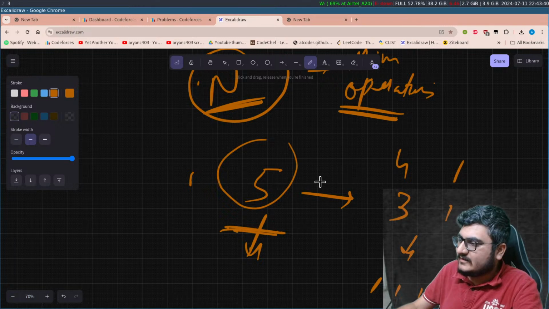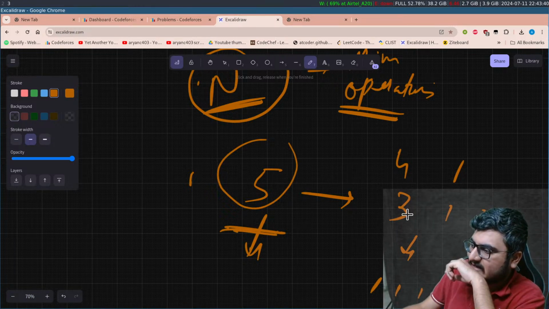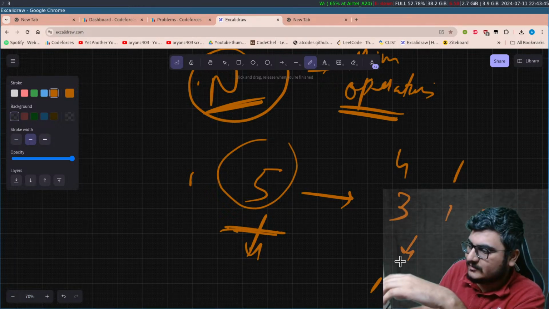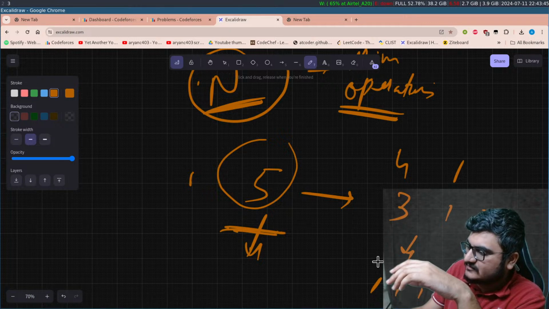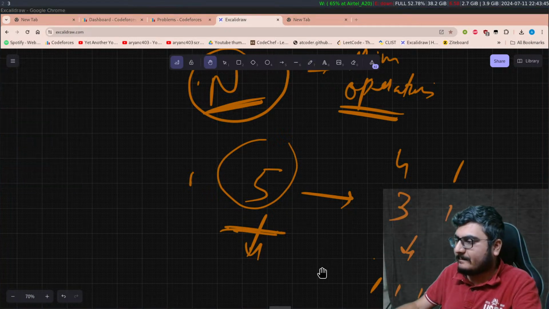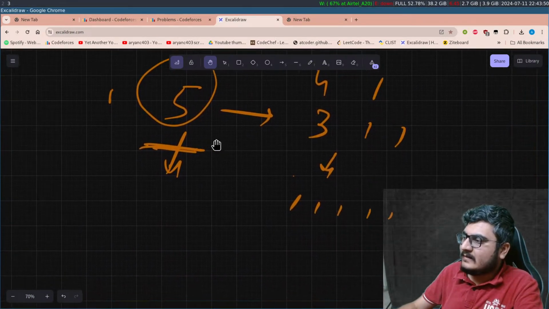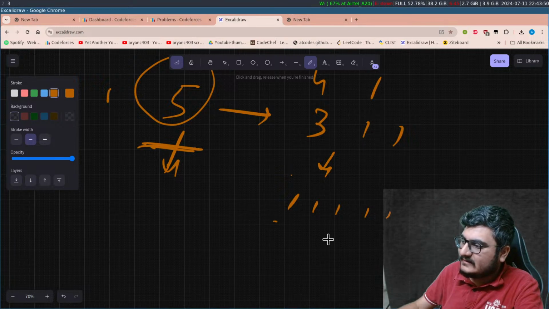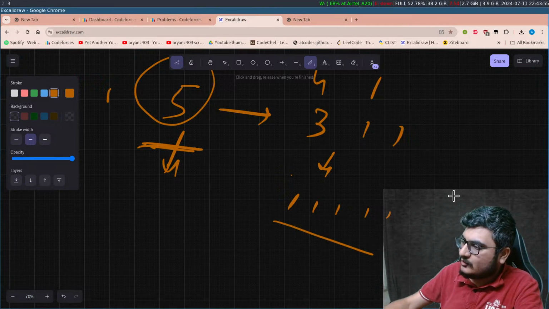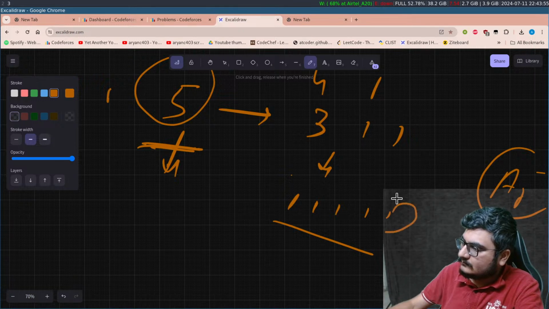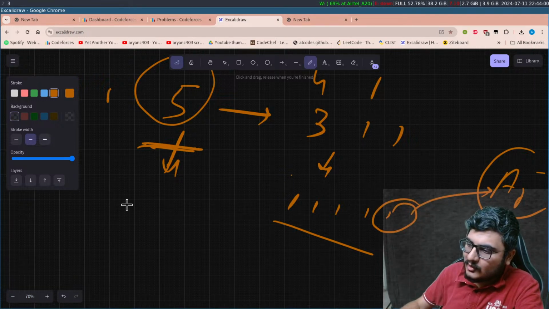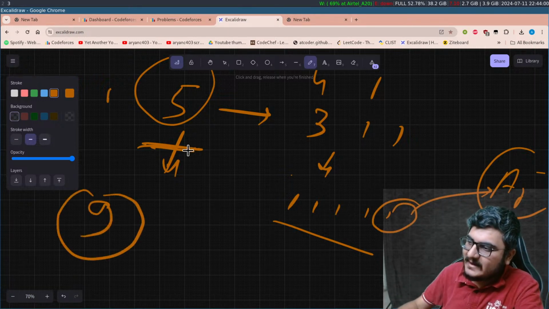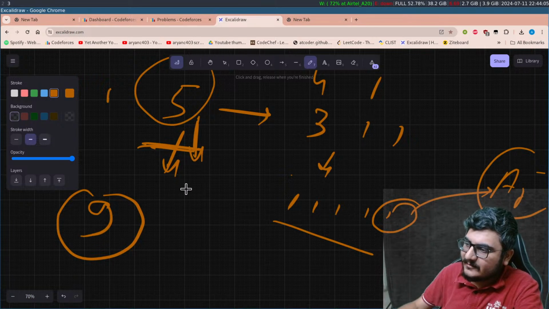If we want to split in one operation, we will split it into 4 1. In the second operation, it would be 3 1 1 and so on. After 4 such operations, we would have 5 ones. And now we can combine each into some other element by doing the operation 5 times. So overall, we need 9 operations to combine this 5 into some other element.